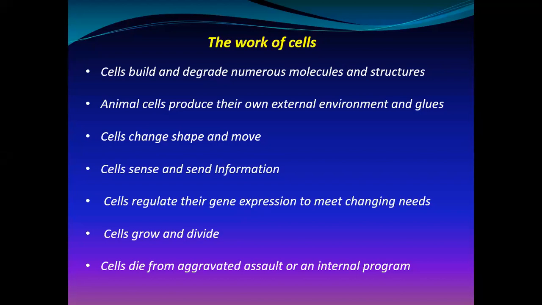Right? And then cells can sense and send information. That means they can sense a stimulus from the environment or surrounding, or from another part of the body, and then can send information. And then cells regulate their own gene expression to meet changing needs: what protein has to be synthesized, in what amounts, and where these proteins have to be sent. Understand?